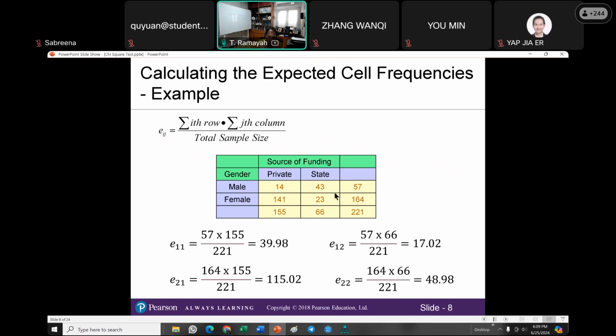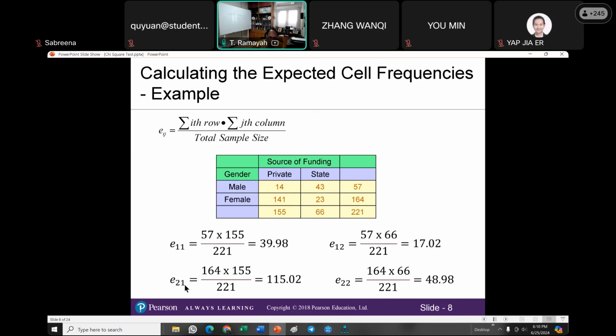So the first task is we already have the O_ij, right? Observed frequency is 14. We want to calculate what is the expected frequency for this cell. To get the expected frequency for this cell, you will take the row total times the column total divided by the grand total. So 155 times 57 divided by 221, you get 39.98. So for this first cell, the expected frequency is 39.98, okay?